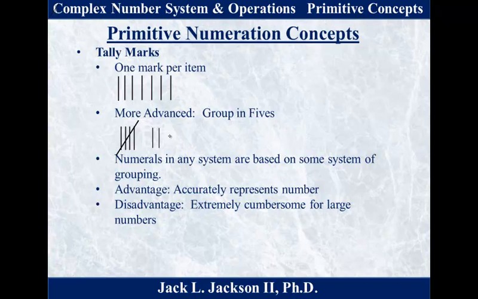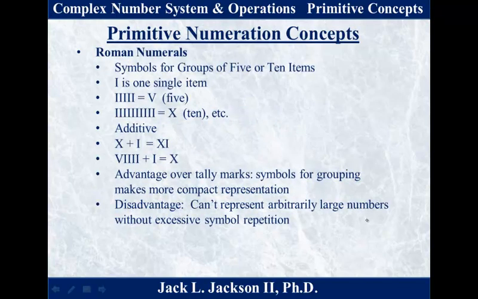But numerals in any system are really based on some system of grouping. Okay? The advantage of tally marks is that it accurately represents the number. And the disadvantage, though, as you can see pretty easily, is that this becomes very cumbersome for large numbers. How would you like to write the tally marks, even with the groupings by 5, of some number like 357? That would be rather cumbersome. So we need a better system.